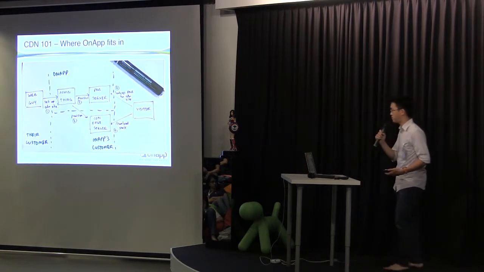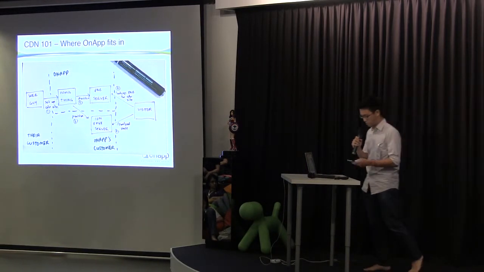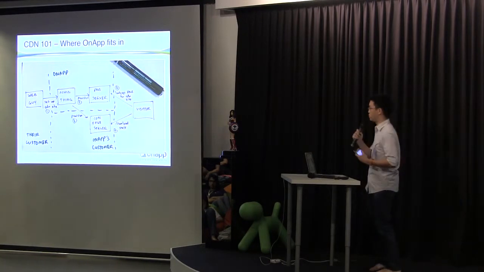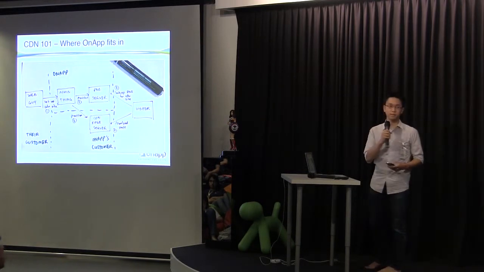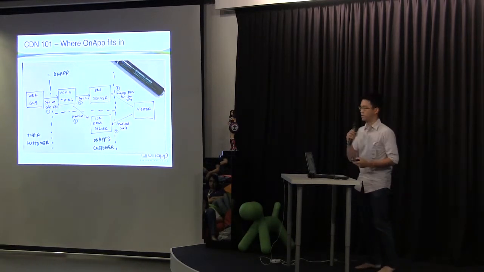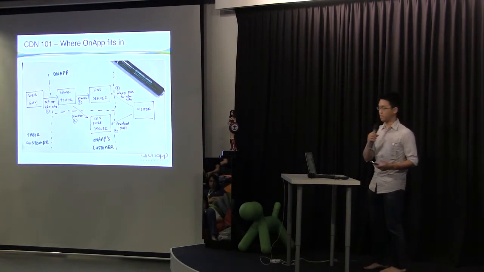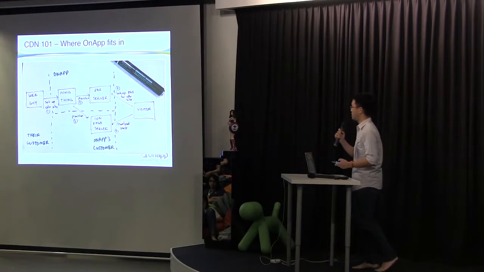Where OnApp fits into this is that we write software for hosting providers to make their own CDN. We run the admin thing and we run the DNS servers, whereas our customers run the delivery servers. And the web guys would be their customers, they won't be our customers.